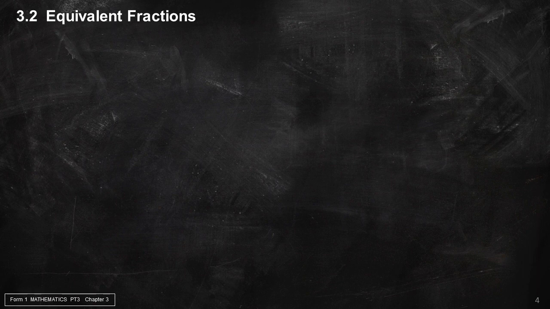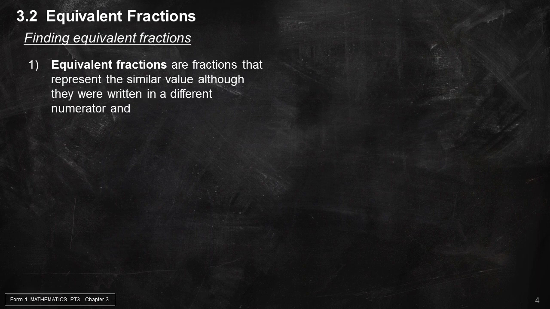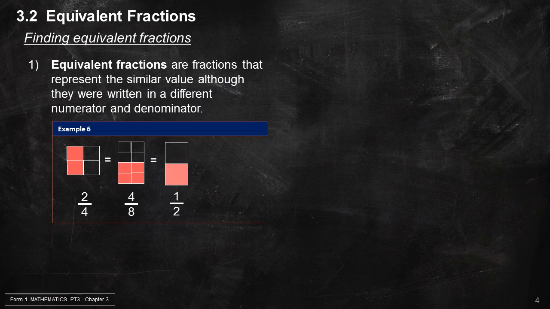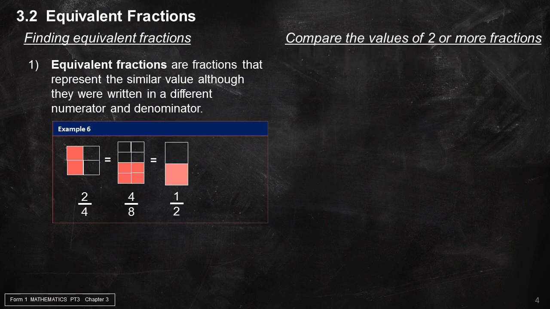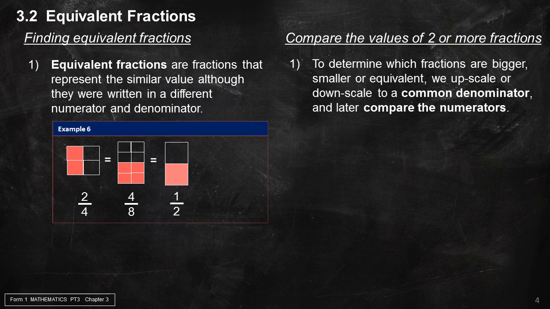3.2. Equivalent fractions. Finding equivalent fractions. 1. Equivalent fractions are fractions that represent the same value, although they are written with a different numerator and denominator. Example 6. 2/4 is equivalent to 4/8, which is equivalent to 1/2, or half. Compare the values of 2 or more fractions. 1. To determine which fractions are bigger, smaller or equivalent, we upscale or downscale to a common denominator, and later compare the numerators.